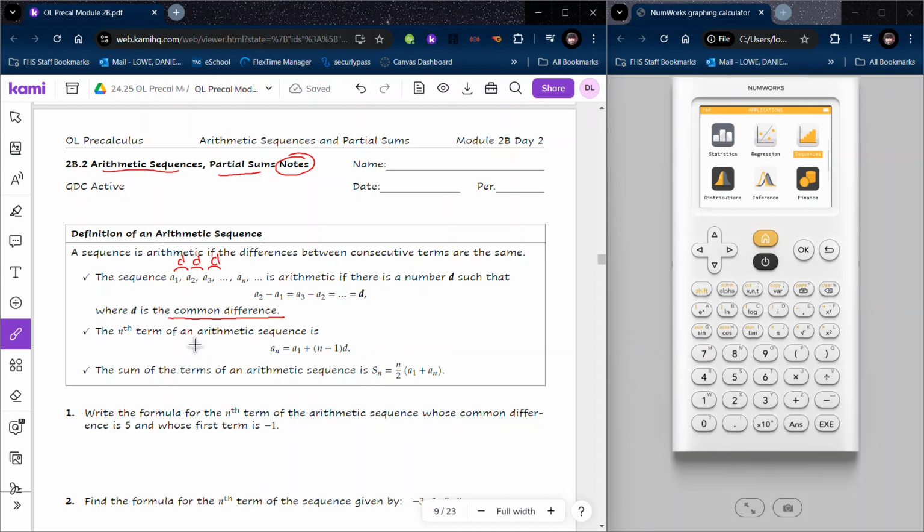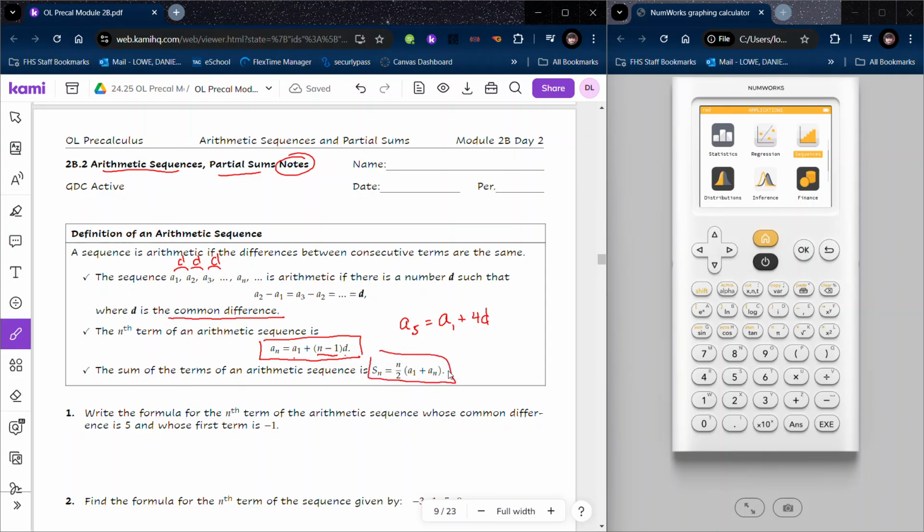And we have a formula that gives us the nth term of an arithmetic sequence, right? And that formula is nothing more than saying that if I take my first term and I add my difference n minus 1 times, that'll give me my nth term. So for example, if I wanted to get my fifth term, that'll be my first term plus 4 times my common difference. Okay?